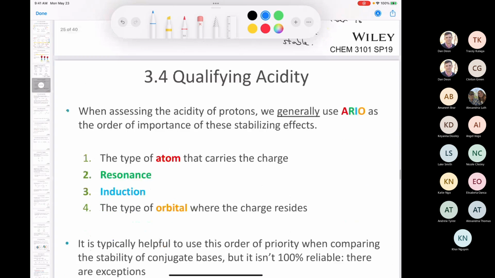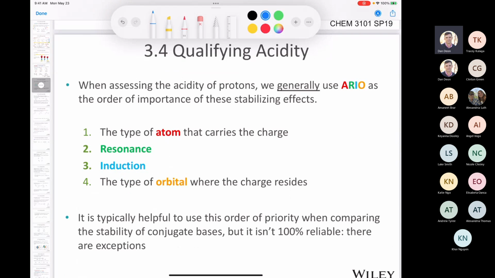All right. Well, let's take a look. It says, when assessing the acidity of protons, we generally use ARIO as the order of importance of these stabilizing effects, so atom, resonance, induction, and orbital. It's typically helpful to use this order of priority when comparing the relative stability of conjugate bases. However, organic chemistry, my friends, is filled with exceptions. And it says here, not 100% reliable.